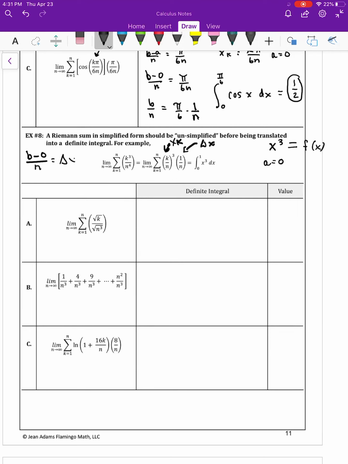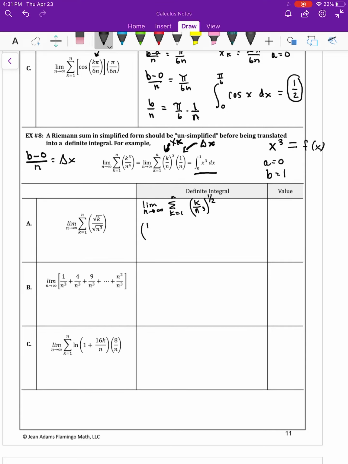And so you can see that that's going to be x to the third power as your function. So that's going to be your f of x. And since your delta x is 1 over n, that must have been b minus 0 over n. So b had to have been 1. Okay, so your a is 0, your b is 1, and your function is x to the third. That's why it was the integral from 0 to 1 of x to the third dx.